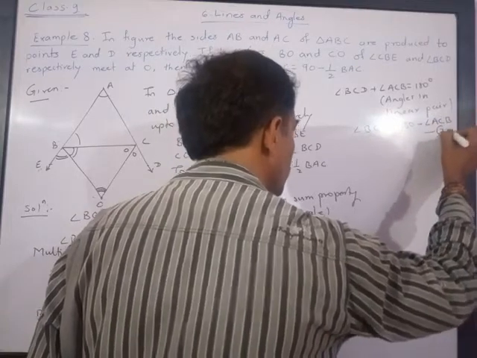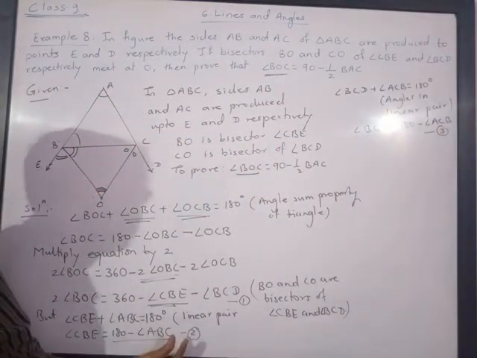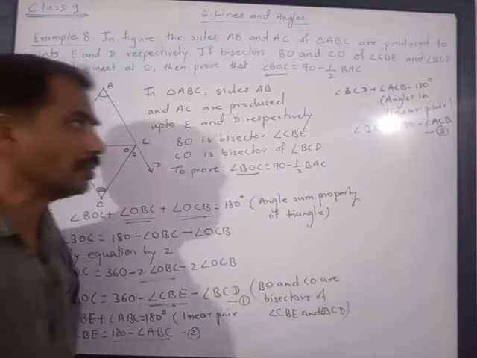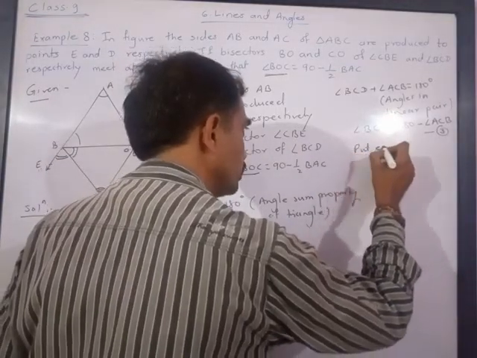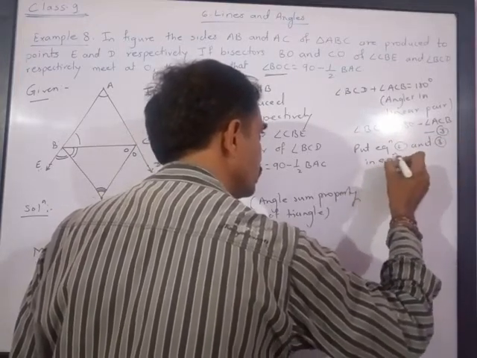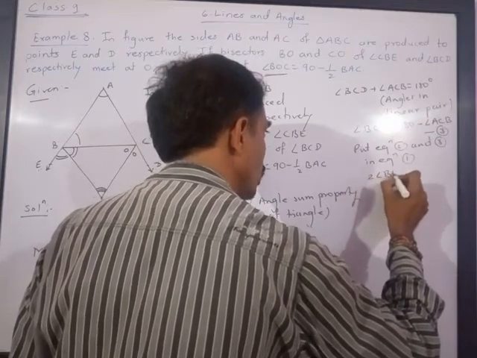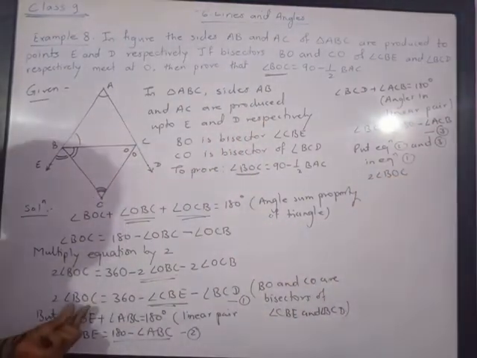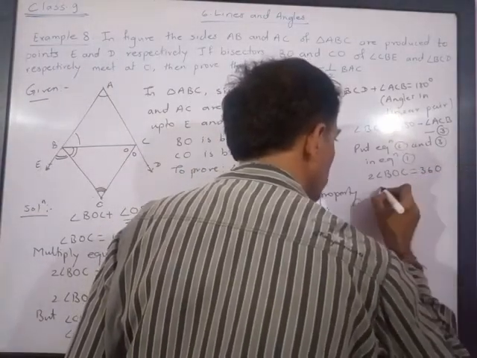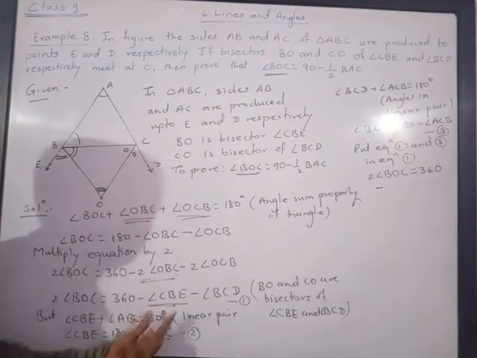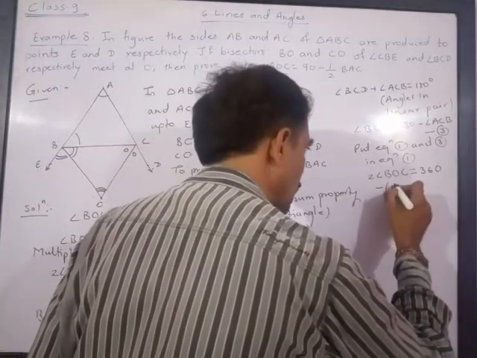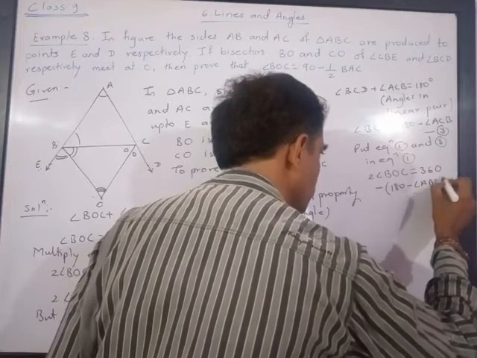Give this equation number 3. Now see what I am going to do. I am going to put equations 2 and 3 in equation 1. So I will get twice angle BOC is equal to 360 minus angle CBE, which is 180 minus angle ABC. I am going to write it in brackets, 180 minus angle ABC.